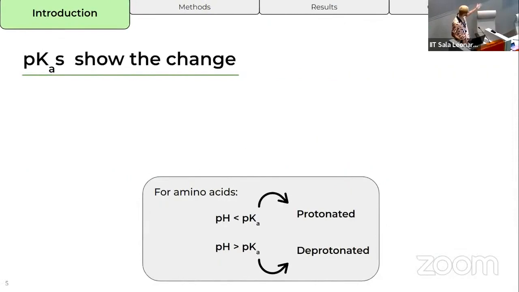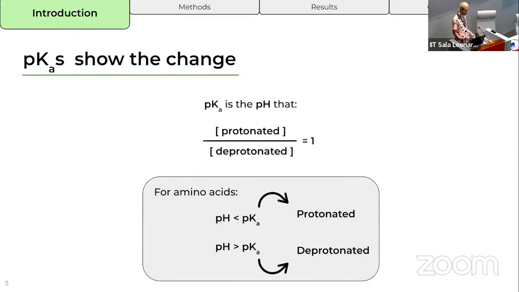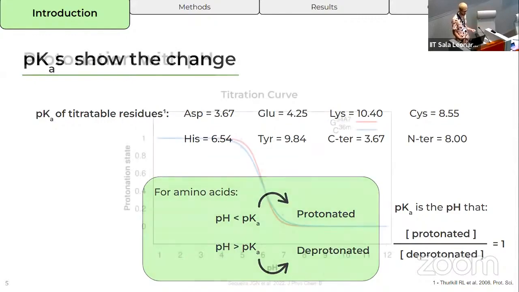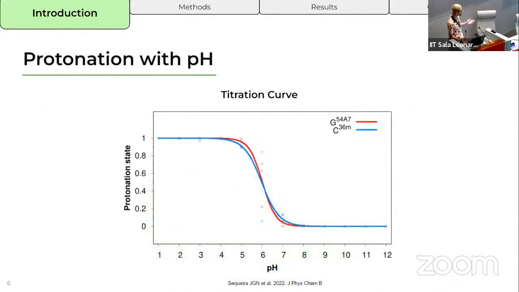For amino acids, we know that if the pH is smaller than the pKa, then we have a protonated form, and if the pH is larger than the pKa, then we have a deprotonated form. The pKa is nothing more than the pH at which the concentration of the protonated form is exactly the same as the concentration of the deprotonated form. This means that if we have the pKa of the different residues, we're able to predict the protonation state of the different residues. And this allows us to draw very neat titration curves, which show us, at a given pH, the protonation state of the residue we're taking into consideration. What we see is that as pH increases, we go from a protonated state to a deprotonated state.